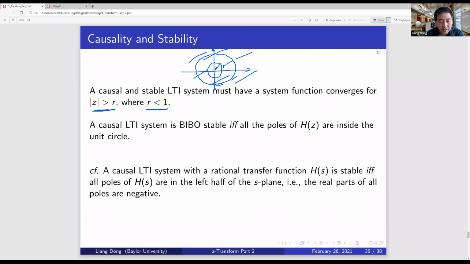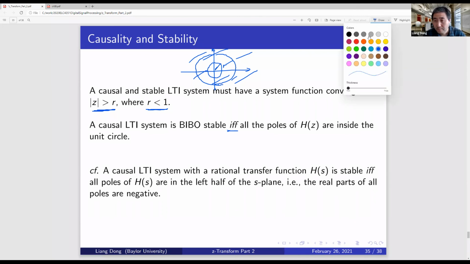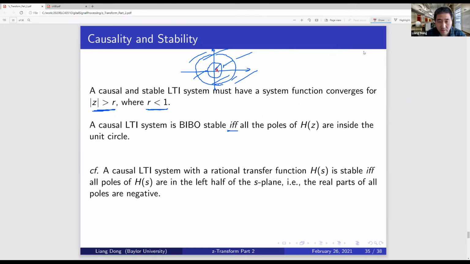So a causal LTI system is BIBO stable if and only if all the poles of H(z) are inside the unit circle. Now if I have a pole here, this pole P1 has to be inside, right? Because outside is the region of convergence, the shaded region, and inside is the region of divergence, if you like. I just created this word. By definition, in the region of convergence, H(z) is finite.